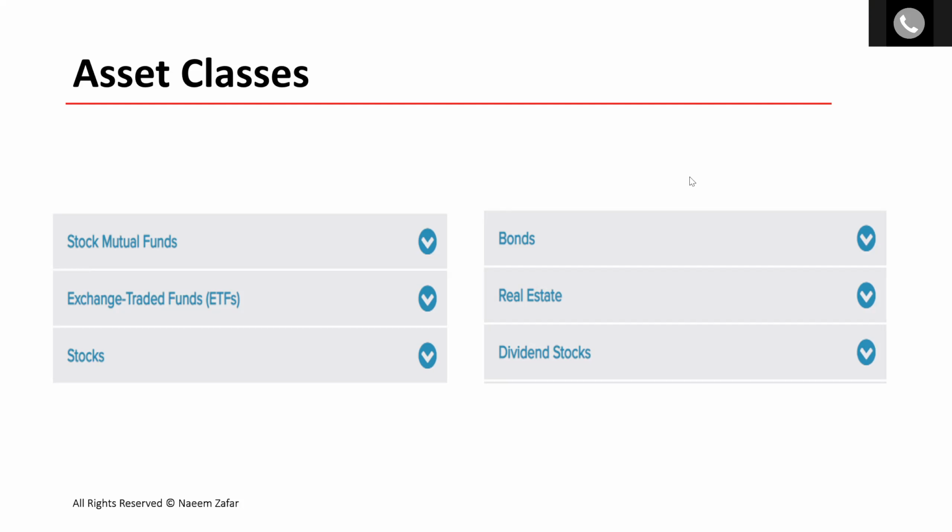There are other indices like the Dow Jones Industrial Average. You hear about NASDAQ 100. I'll talk about that in a second. But first, before I go there, I want to talk about asset classes.